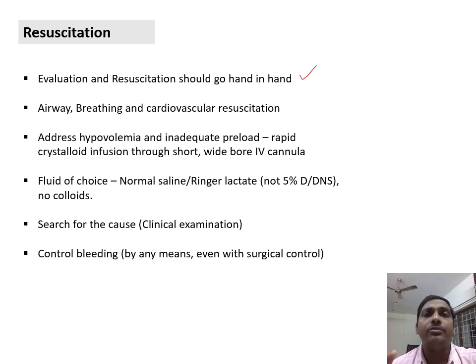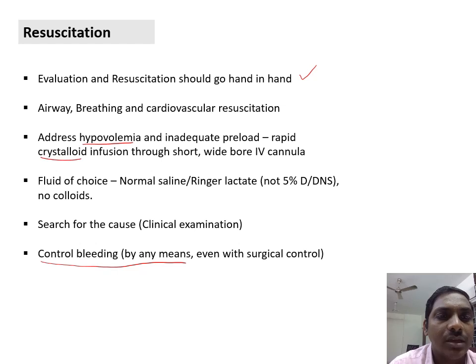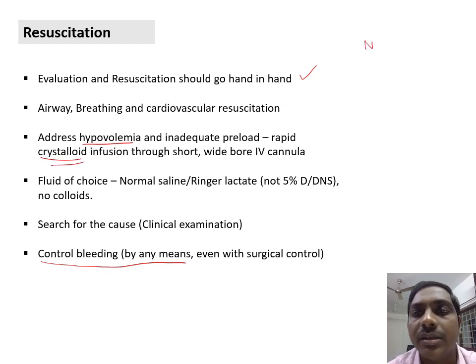So in hemorrhagic shock, you always control the bleeding by any means, even if surgery is necessary. In such cases, resuscitation and surgical control of the bleeding should go in parallel, right? So how do you address hypovolemia? With the help of IV fluids, that is intravenous fluids. The common intravenous fluids available are called crystalloids. Crystalloids are nothing but normal saline, Ringer lactate, DNS, 5% dextrose. These are the commonly available crystalloids.